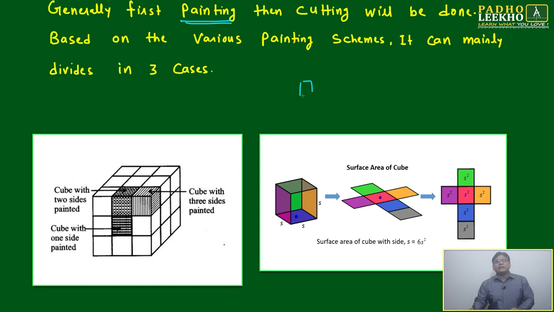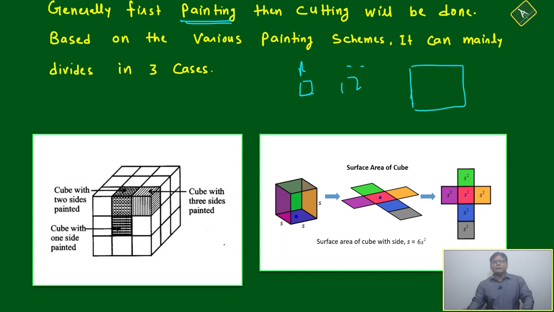Like many cubes are there, you have smaller, multiple cubes. You have taken 27 cubes. You've formed one big cube. All are painted red. Then what will happen? You made one big cube. This cube you painted green. Now an interesting pattern will come.